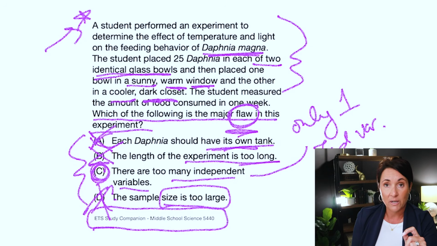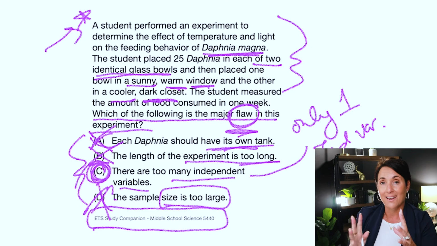And the length of the experiment being too long, not a flaw, because you got to take your time in experiments. The only flaw is having too many independent variables. And too many independent variables is a problem, is a flaw in an experiment. So C is going to be the answer choice there, and I didn't get bogged down.